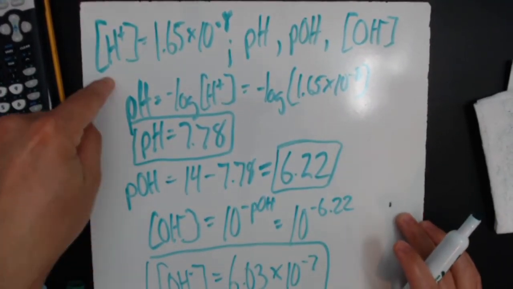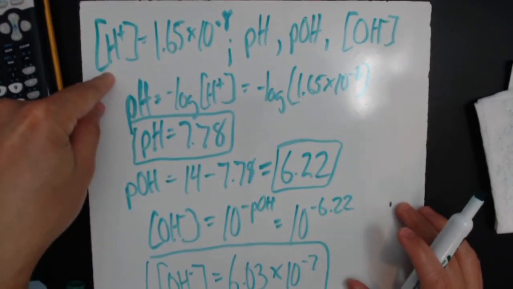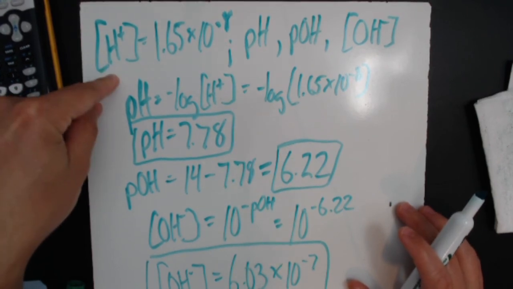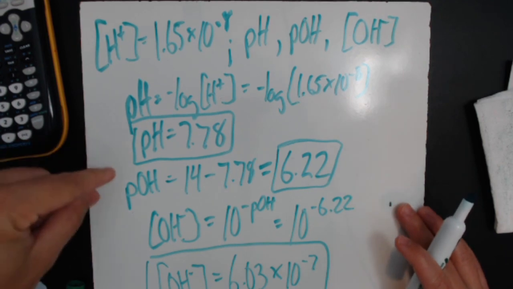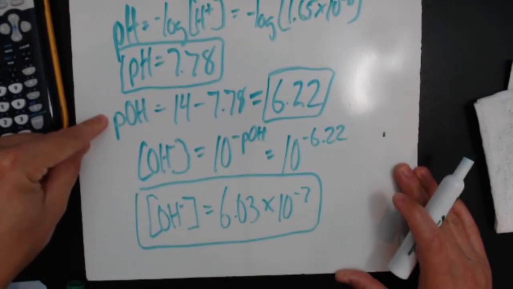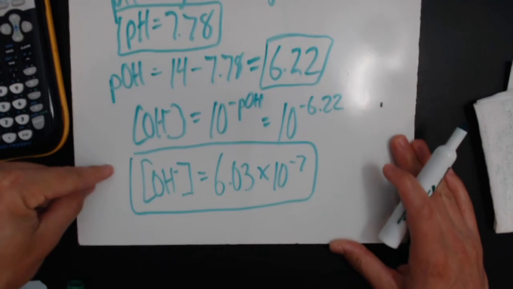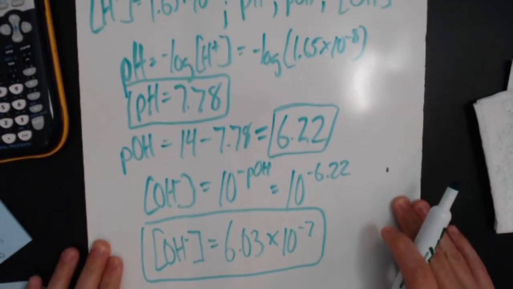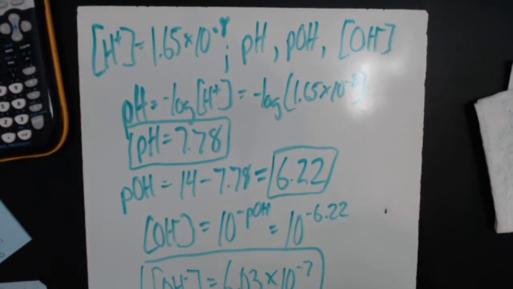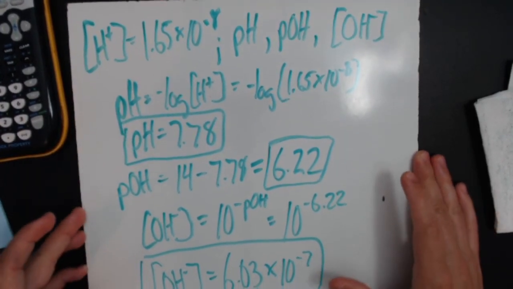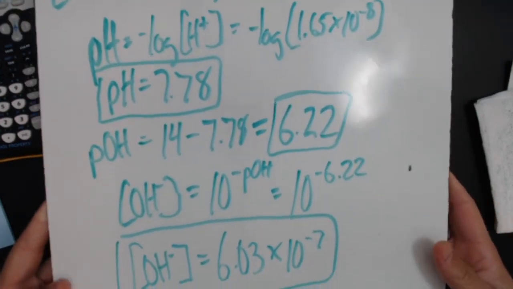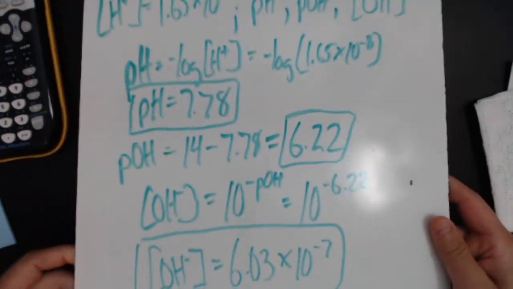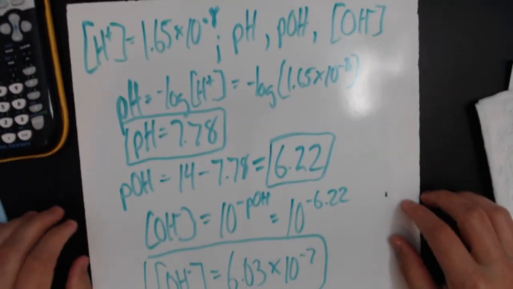Okay, we started with hydrogen ion concentration. We used that to solve for pH. Once we know the pH, we use that to solve for pOH. Once we know pOH, we use that to solve for hydroxide. Very simple stuff. If you have one of these 4 numbers, you could solve for the other 3 pretty easily. You just need to know the order in which to do it. In this case, we had to solve for pH first, then pOH, then hydroxide. Very, very simple. Calculator's doing most of the work.